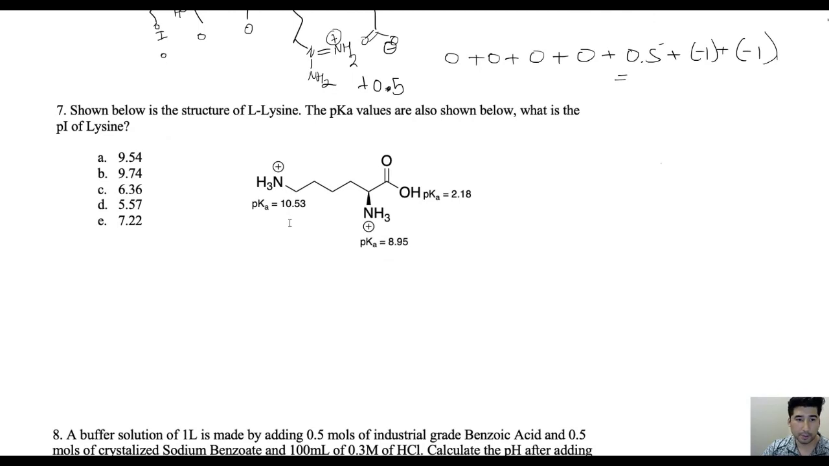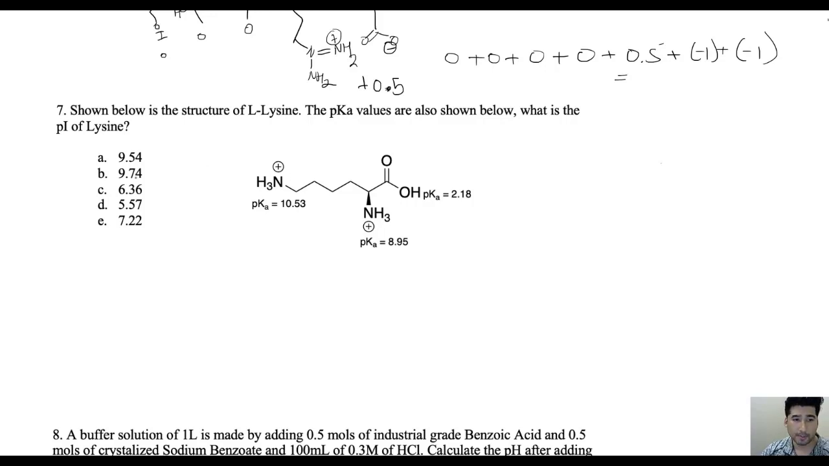Okay, so shown below is the structure of L-Lysine. The pKa values are also shown below. What is the pI of lysine? So pI stands for isoelectric point. Let me start over. The isoelectric point, which is pI, is the pH of the solution at which it will have a neutral charge. And I'll show you what I mean by that.